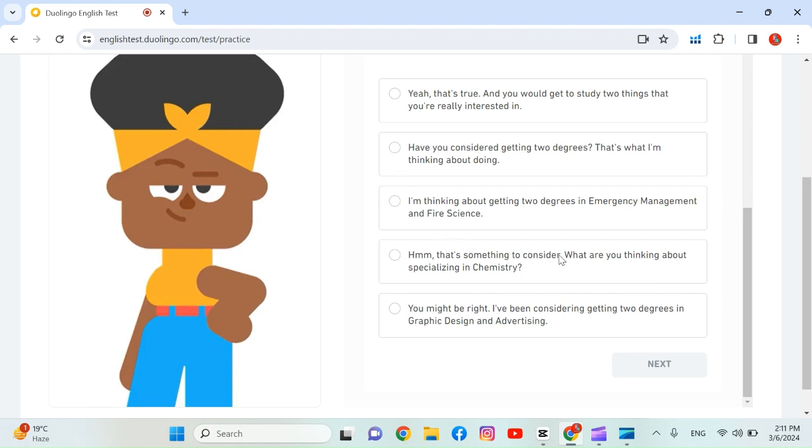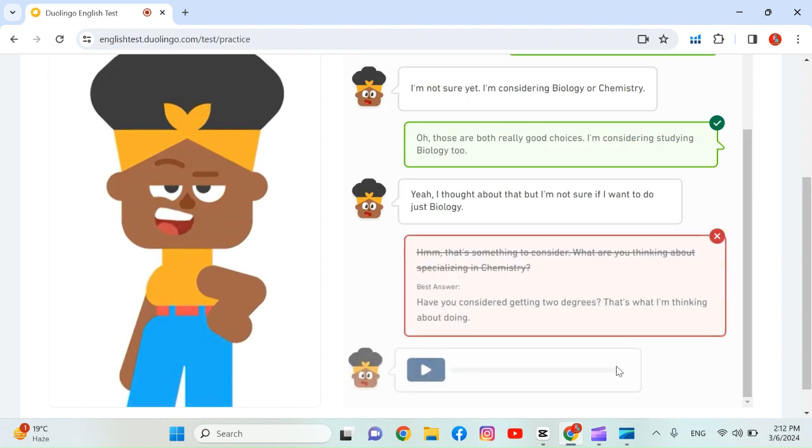That's something to consider. What do you think about specializing in chemistry? I'm thinking about getting 2 degrees. Have you considered getting 2 degrees? Yeah, that's right. Would you get just things you're really interested in? You might be right. I've been considering getting 2 degrees. I think this one is correct. Have you considered getting 2 degrees? That's what I'm thinking about doing. Yeah, that's a possibility.